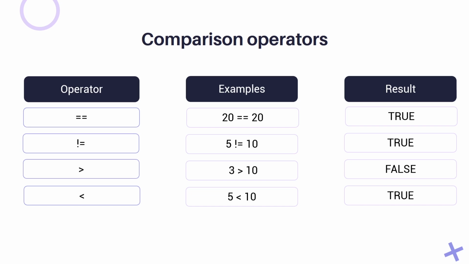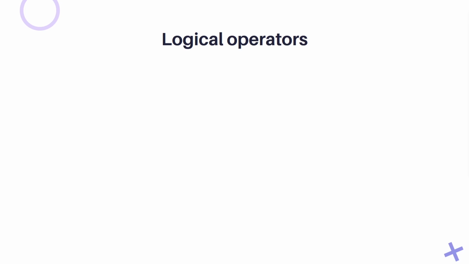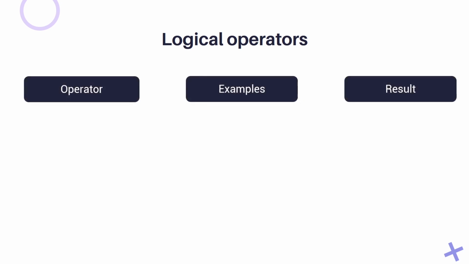The final operator of interest are logical operators, and we only essentially have 2 basic ones that we need to know. Logical operators are used to combine conditional statements or combine comparison operators, if you will. Let's take a look at a couple of examples.